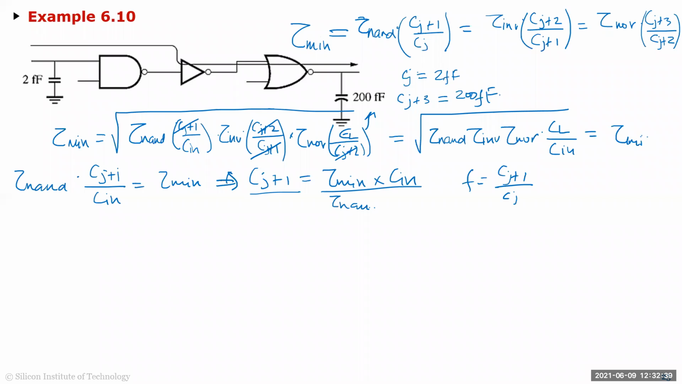Now, because these are not symmetric gates, I can't do F square and all that. That was true with inverters because they were all the same, right? But now I have different types of gates. So you have to do it one by one for each one of them, right?